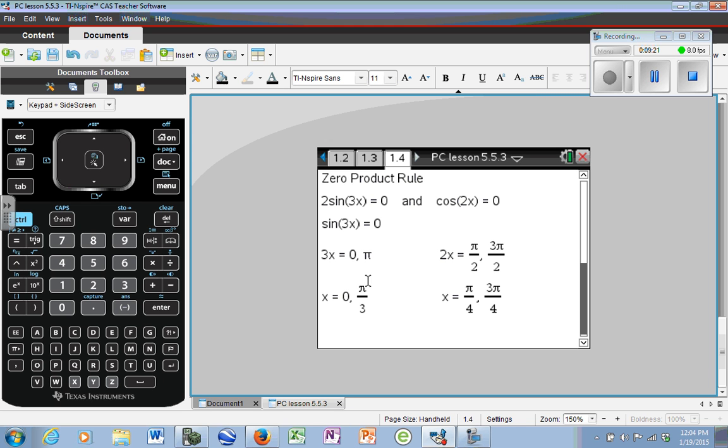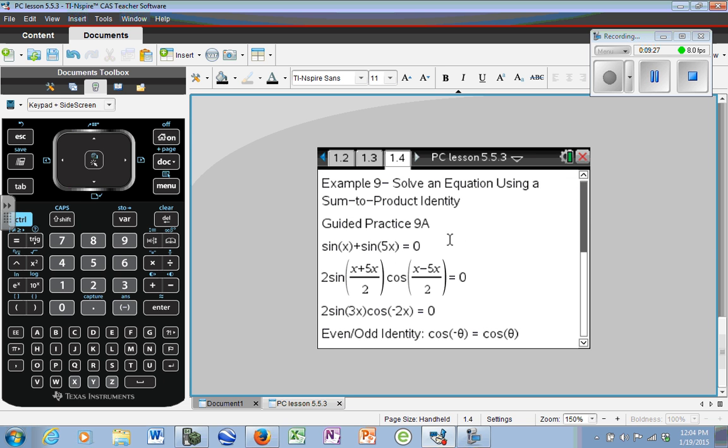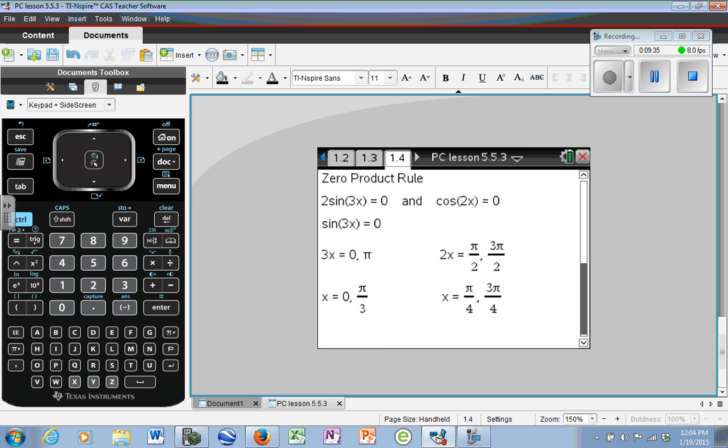This one has 4 solutions. You probably should go back and check to make sure that that works with the original sum. The sine of an angle plus the sine of 5 times an angle equals 0. You can verify that those things are true. But there you go. You get some answers there, and that's it. So there's examples 7, 8, and 9.